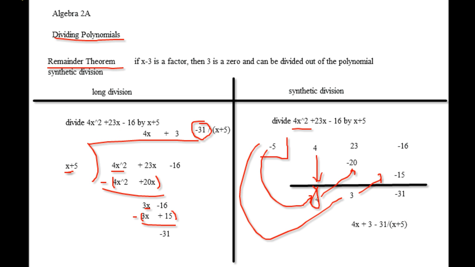Now, with long division, you can do pretty much any divisor. You could have a 2x plus 5, you could have a negative 3x plus 5, whatever. With synthetic division, you can only do it when the variable is all alone. In other words, there's no number in front of x.